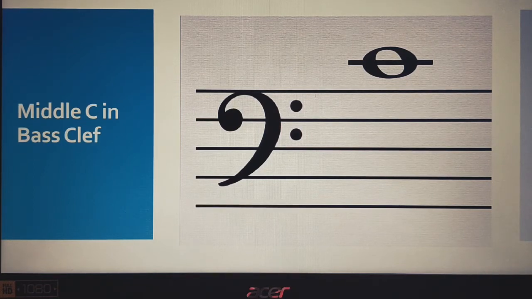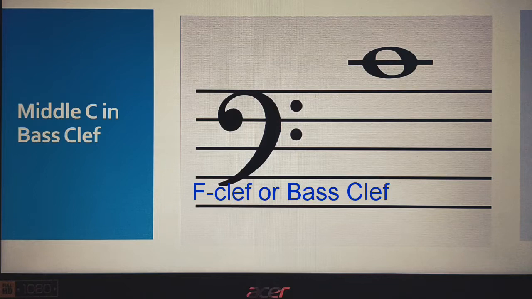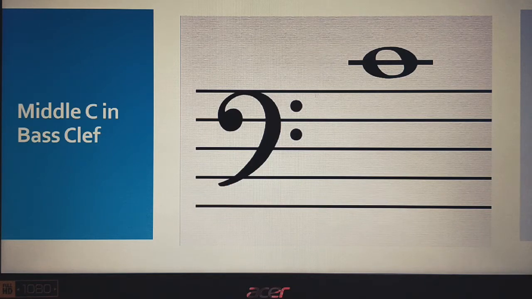Now, do you remember this symbol? This symbol is the bass clef or the F clef. Again, if you see a line outside of the staff, this is what we call the ledger line. And the whole note that is above the staff of the bass clef is also what we call the middle C. Don't forget that one.